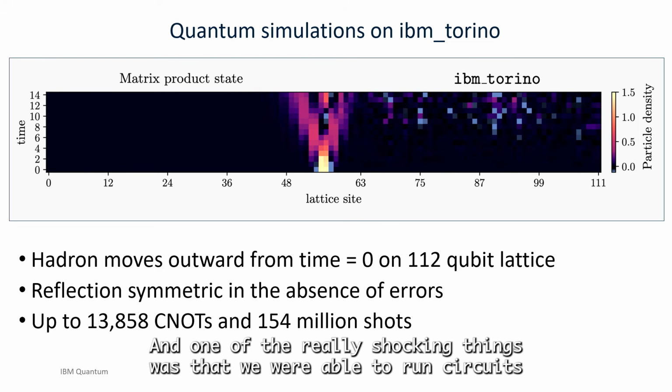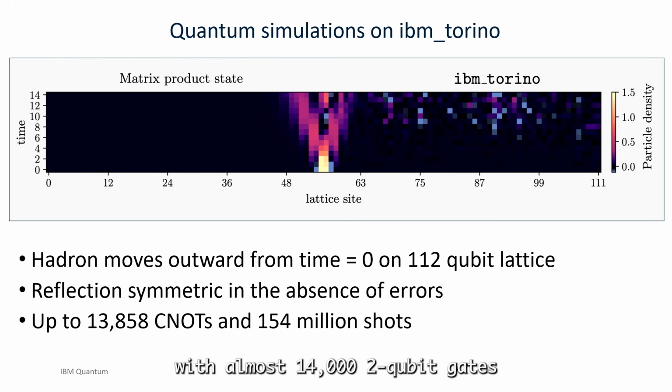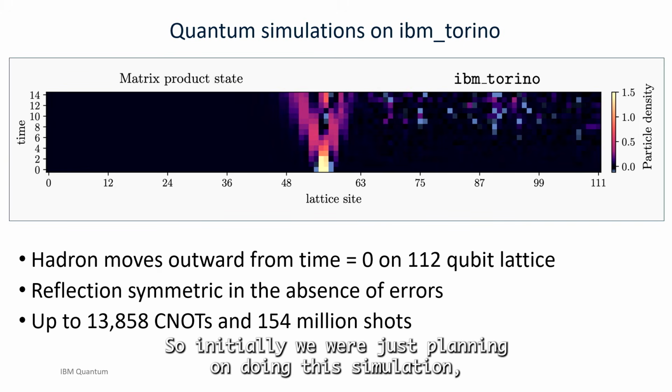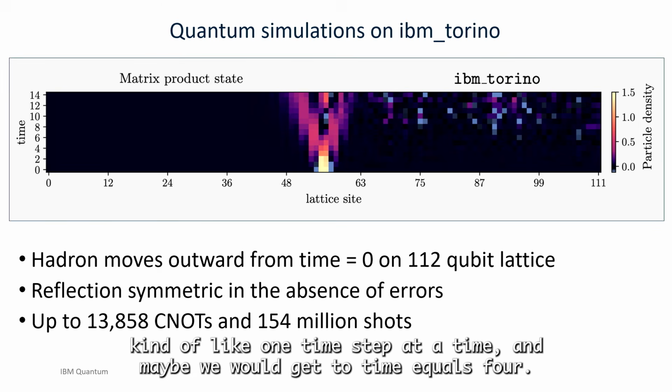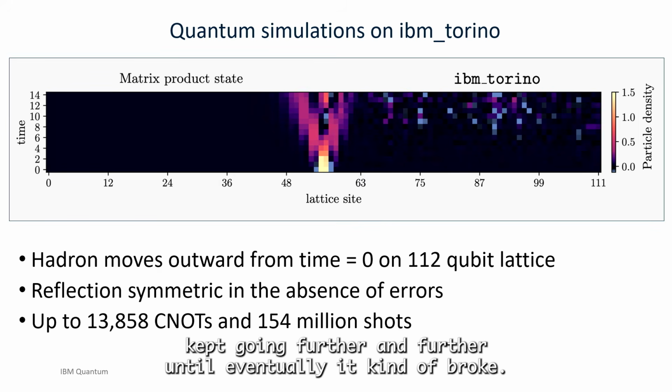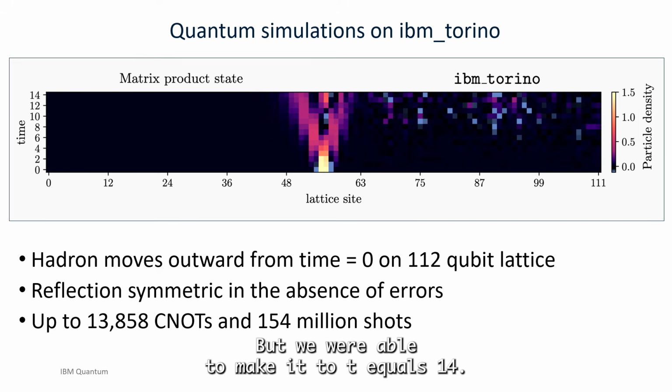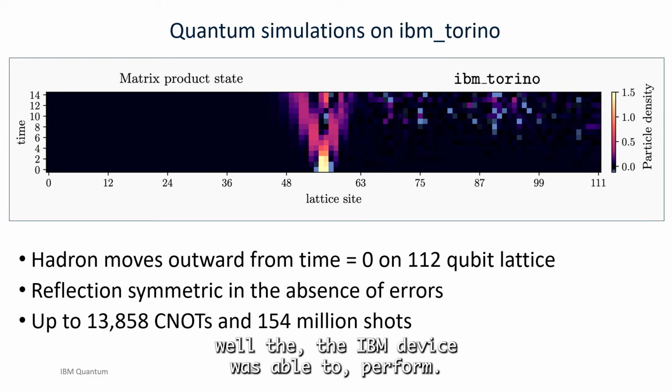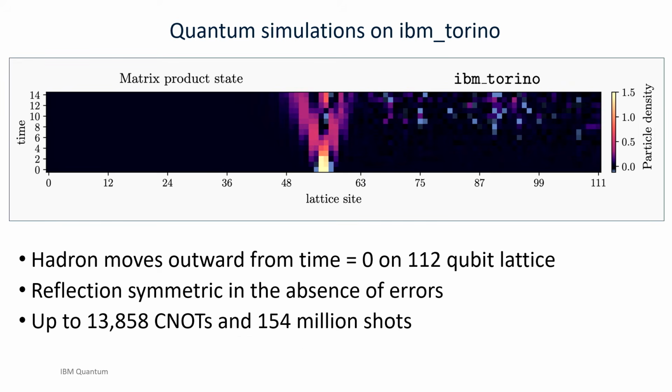And one of the really shocking things is we were able to run circuits with almost 14,000 2-qubit gates and depths approaching 400. So initially, we were just planning on doing this simulation one time step at a time, and maybe we would get to time equals 4. But then we got to time equals 4, and stuff looked pretty good, so we just kept going further and further until eventually it broke, but we were able to make it to t equals 14, and we were very shocked at how well the IBM device was able to perform.